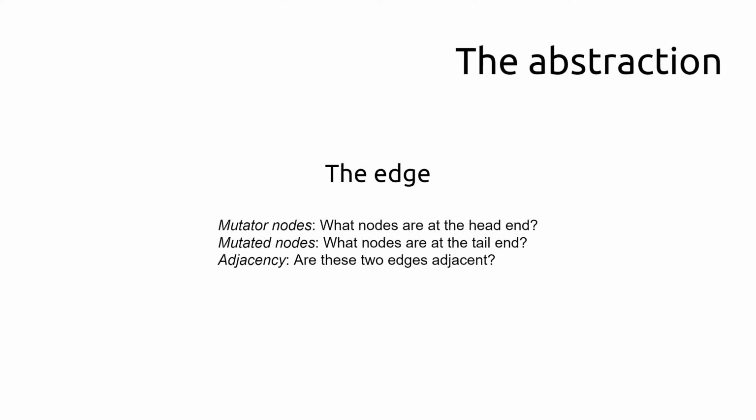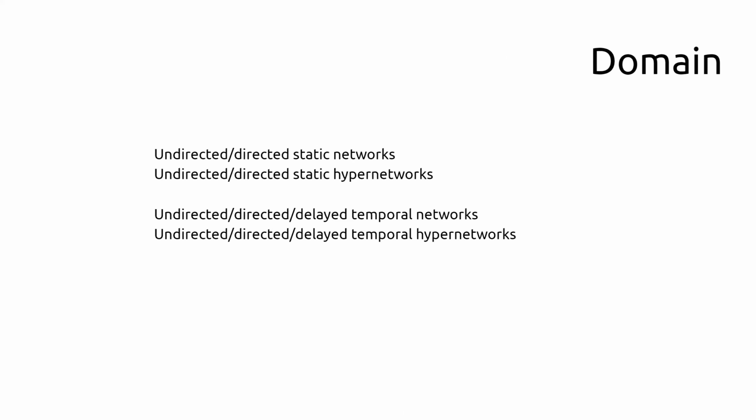So if your edges provide these three sets of interfaces, then you only need your network to be just a bunch of one type of edge and a bunch of vertices. With this, you can support all these different types of network with the same interface. Directed and undirected networks, and hypernetworks or hypergraphs, where the difference is they allow more vertices as mutated and mutators. And the same with temporal networks and temporal hypergraphs, directed, undirected, etc.